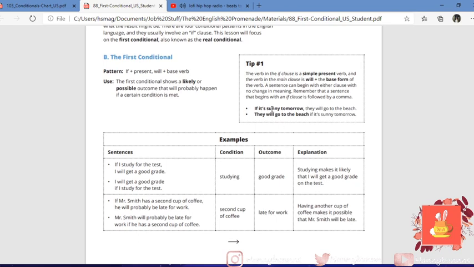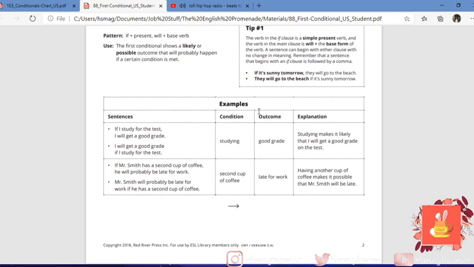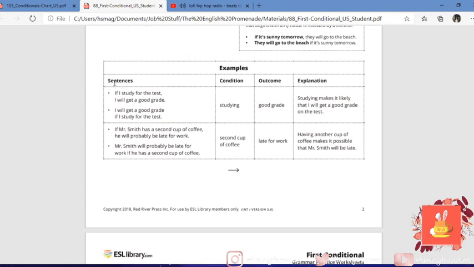If it's sunny tomorrow, they will go to the beach. They will go to the beach if it's sunny tomorrow. So, other example sentences. If I study for the test, I will get a good grade. I will get a good grade if I study for the test. Why they have the same sentence is that they just flipped where "if" is presented.